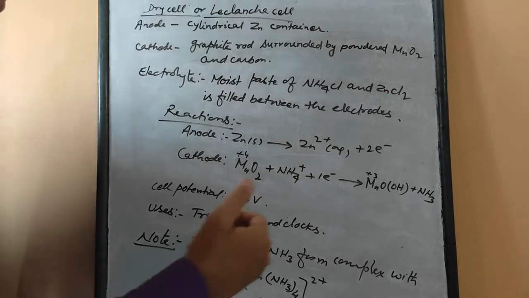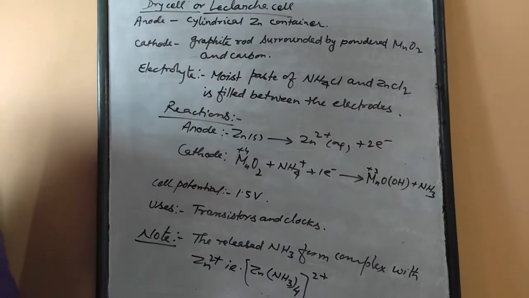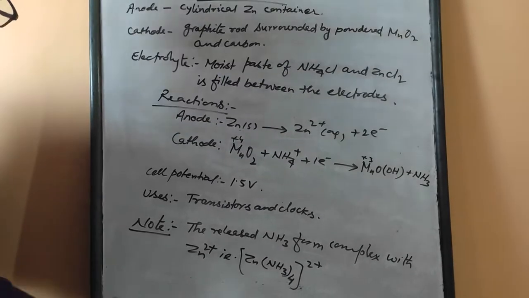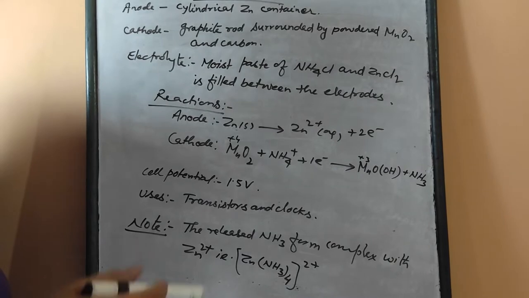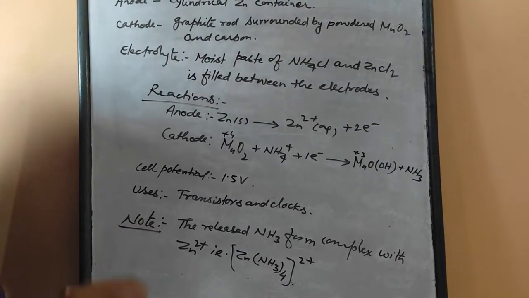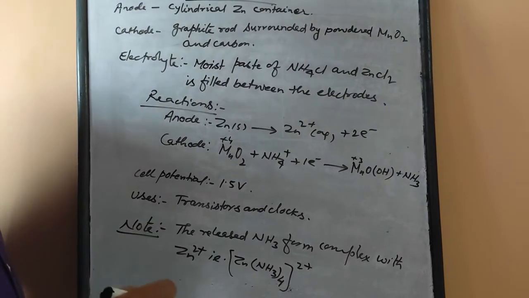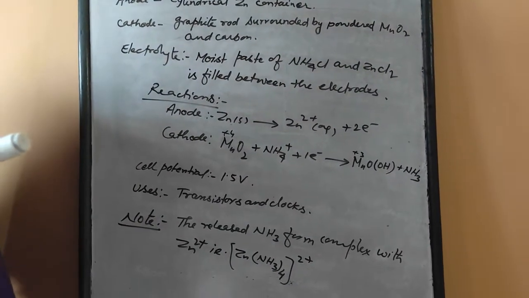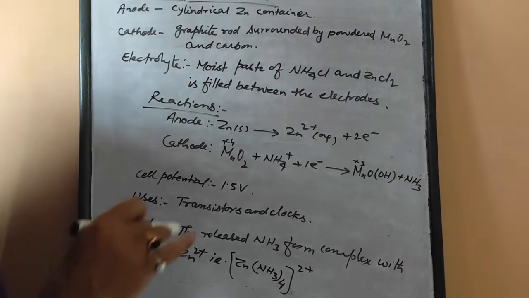So, where has this NH3 gas gone? This is a very good question. The second question the teacher asked, you can write: what is the role of ZnCl2 in dry cell? Again I am repeating, what is the role of ZnCl2 in dry cell? You should write it in your copy.